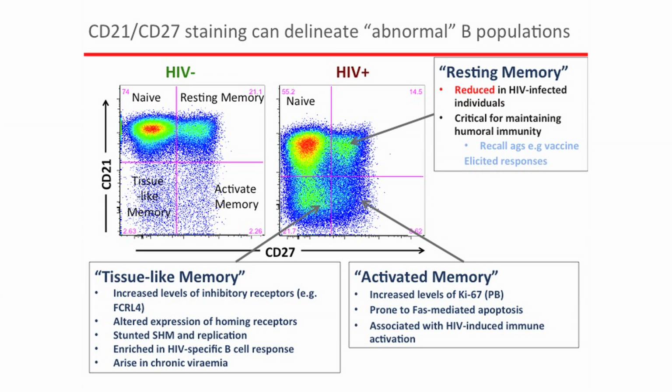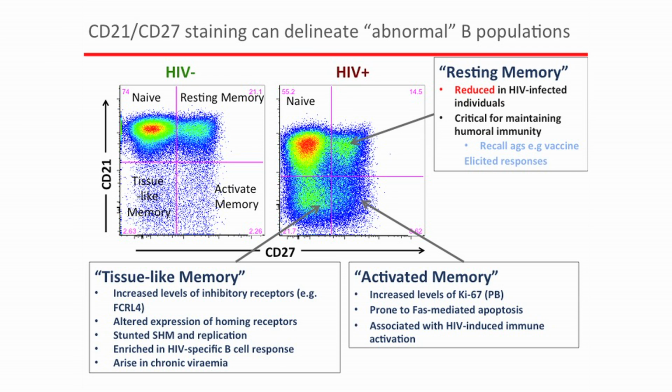because we have a large population of tissue-like memory or exhausted B cells. They have increased levels of inhibitory receptors like FcRL4, altered expression of homing receptors, stunted somatic hypermutation and replication, and they are enriched in HIV-specific B cell responses. I'll go on and show you some of that towards the end of the talk. And these generally arise and continue to arise in chronic viremia.